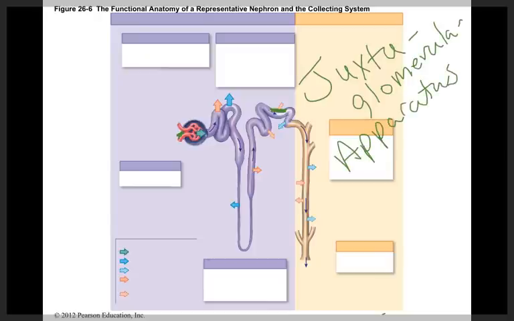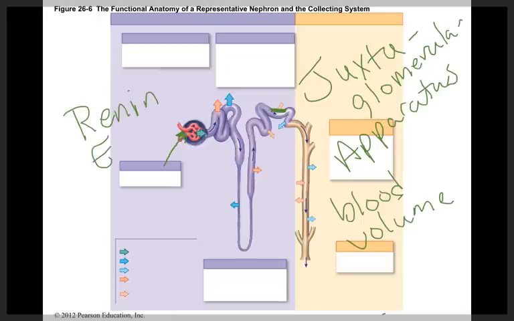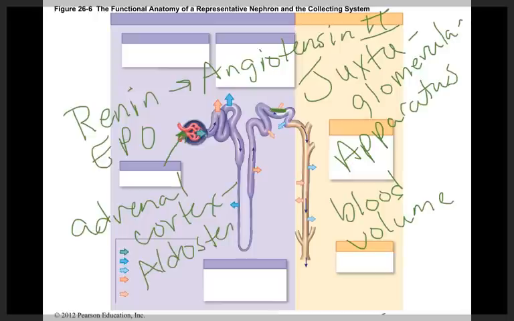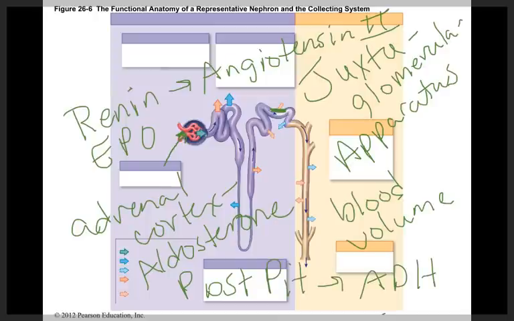And this apparatus is going to be sensitive to blood volume. Okay, if the blood volume is low, so if the amount of blood coming into the nephron is low, then a hormone called renin and a hormone called erythropoietin will be released. Renin causes us to be thirsty, but it also will convert to angiotensin II, which in the long run causes the adrenal cortex to produce aldosterone, and it will also cause the posterior pituitary to produce ADH. In any event, the result is increased water absorption in the nephron, in the distal convoluted tubule and the collecting duct.